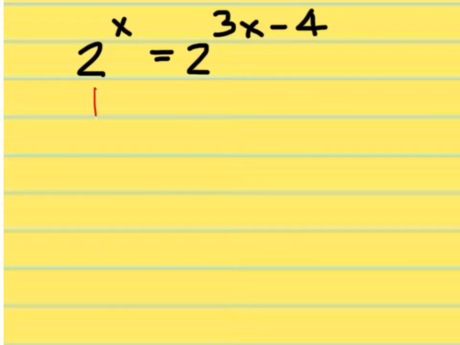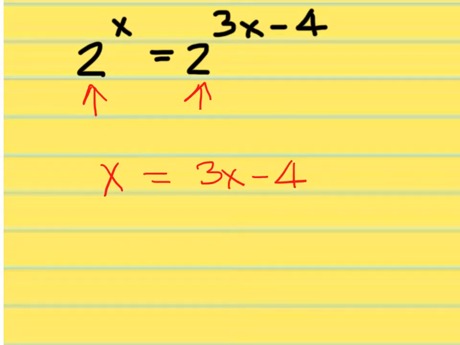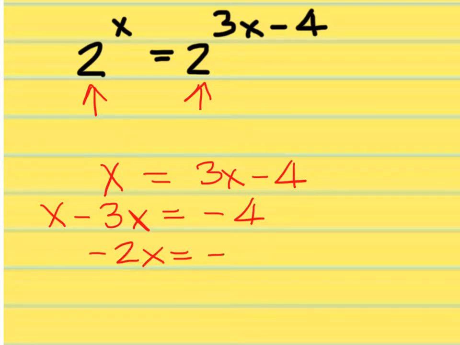If your bases, which in this case are the 2's, are the exact same, then you set the exponents equal to each other. X would have to equal 3x minus 4. Then just solve for x. X minus 3x equals a negative 4. That would be negative 2x equals negative 4. And clearly x would have to be 2.